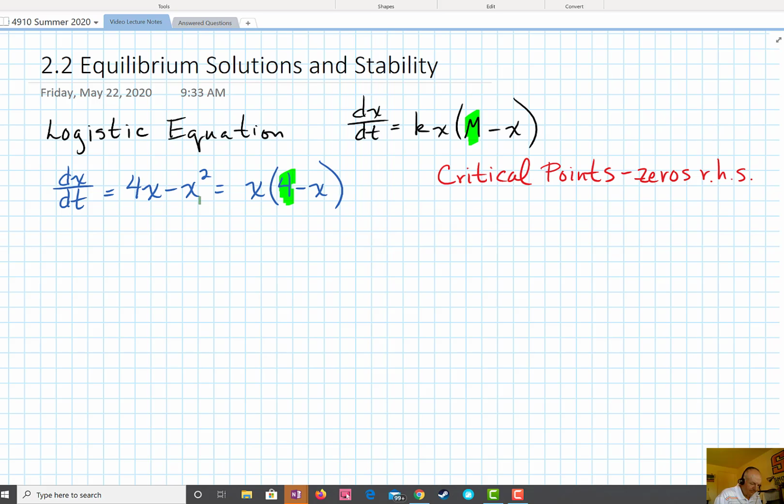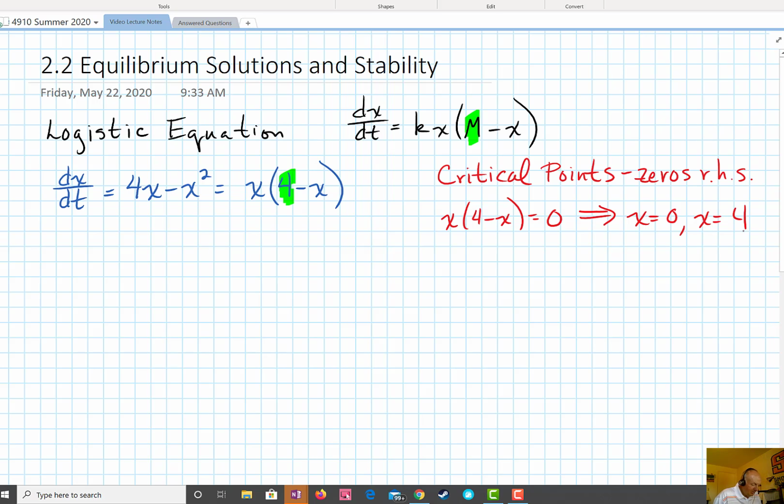So let's talk about what it means to be the critical points. And this is pretty easy for our particular example. We just simply take our right hand side, set it equal to 0 and solve. And that gives us two values. x equals 0 and x equals 4 are our two critical values.